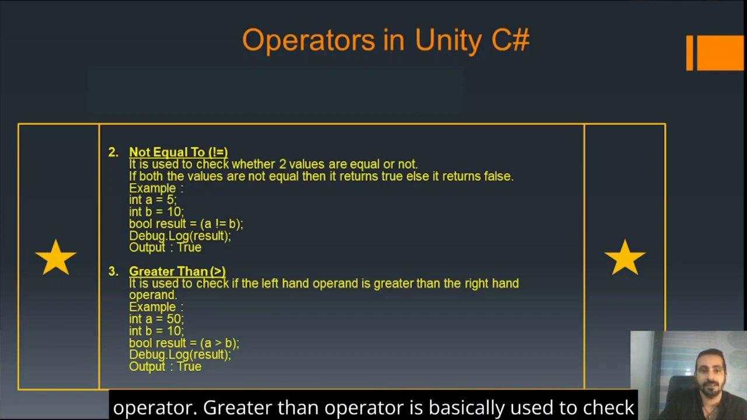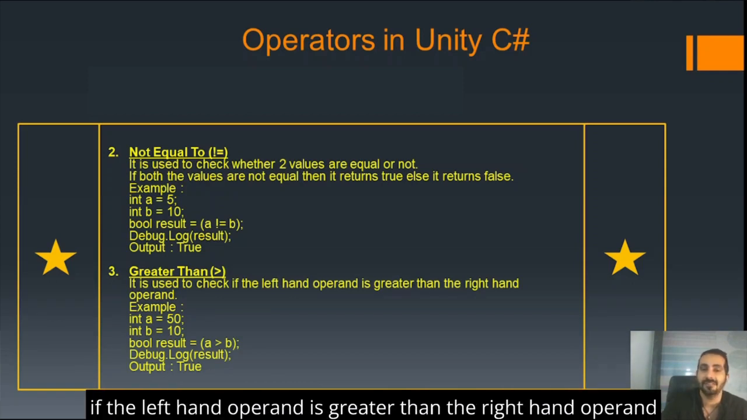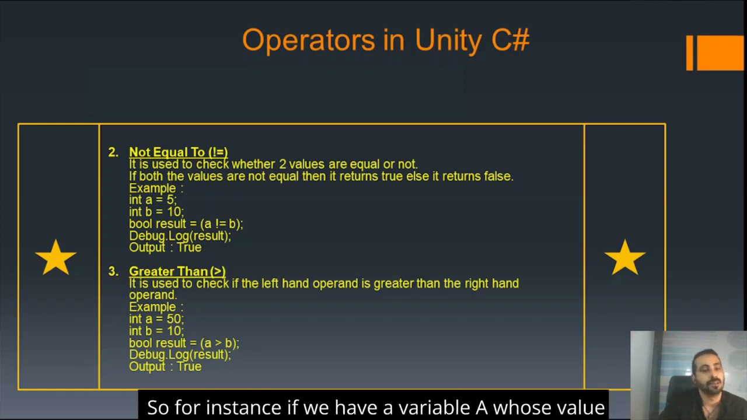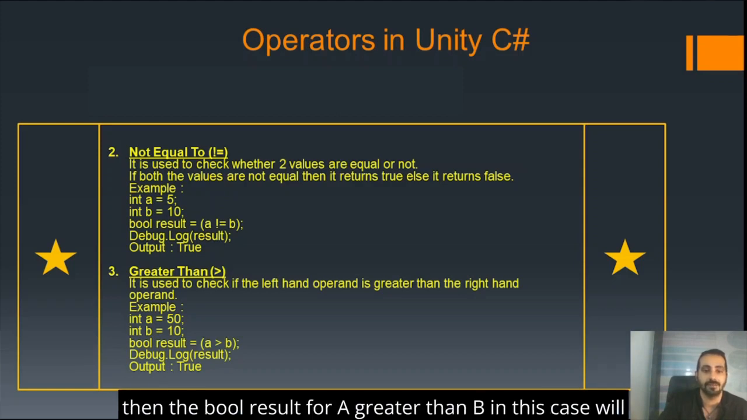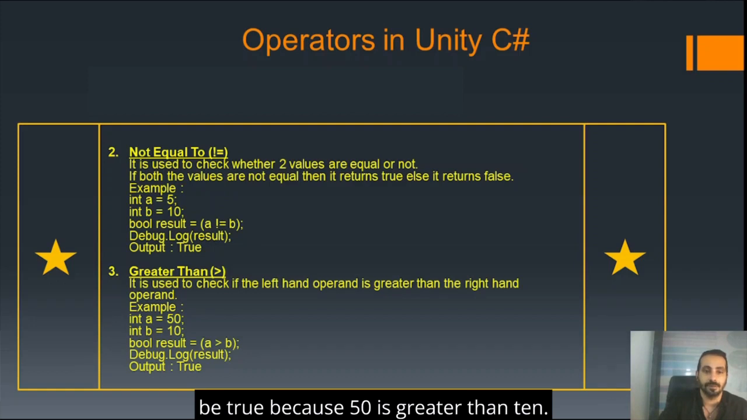Greater than operator is basically used to check if the left hand operand is greater than the right hand operand. So for instance, if we have a variable a whose value is set to 50 and a variable b whose value is set to 10, then the bool result for a greater than b in this case will be true here because 50 is greater than 10.